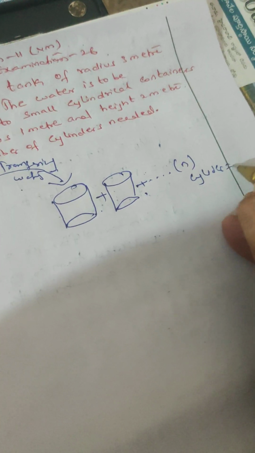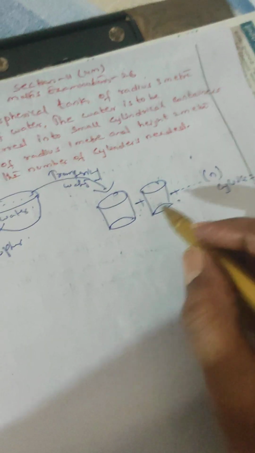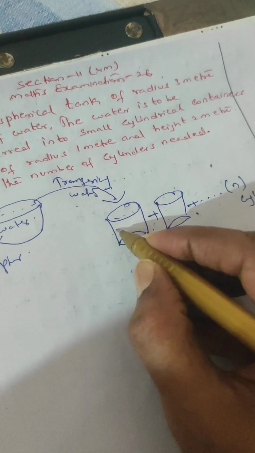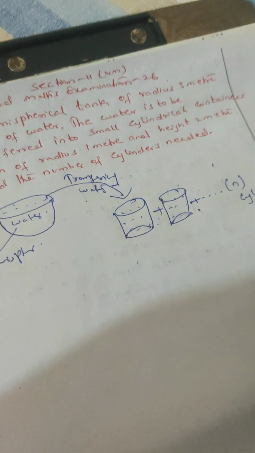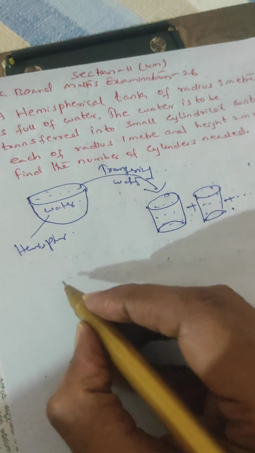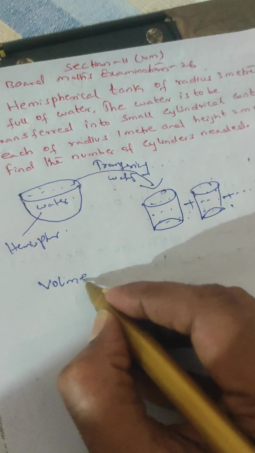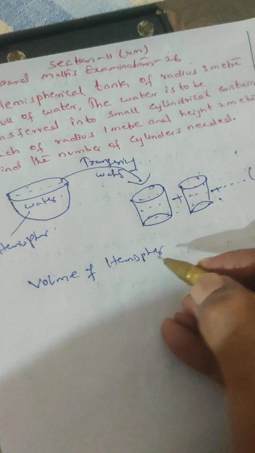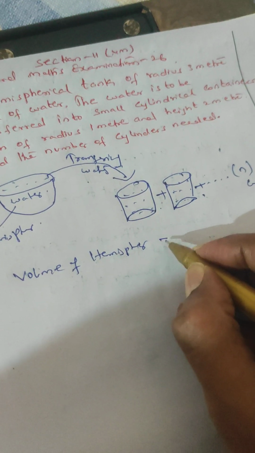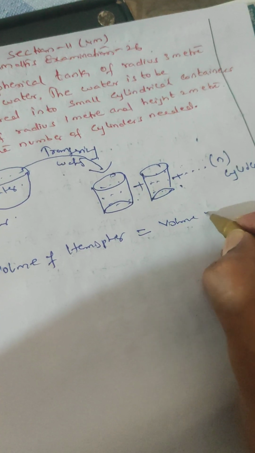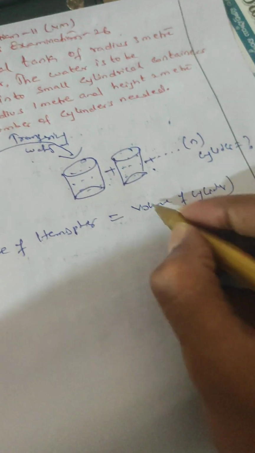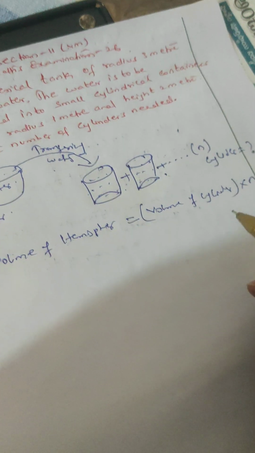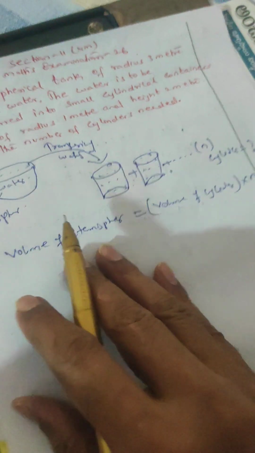Let us suppose he has used n cylinders. We have to find out how many cylinders are needed to empty this hemispherical container which is full of water. So the volume of the hemisphere container, or you can say the volume of water, is converted into the volume of a cylinder into n, because we have to find how many cylinders are needed to empty this container. So here we are trying to find the value of n.